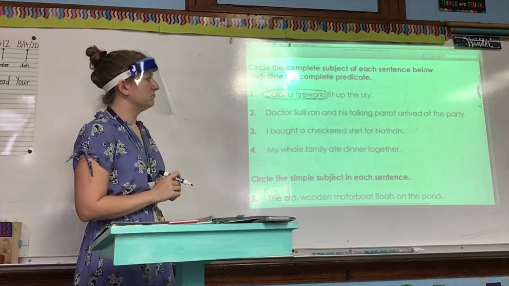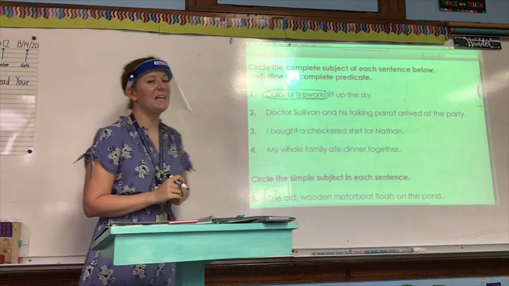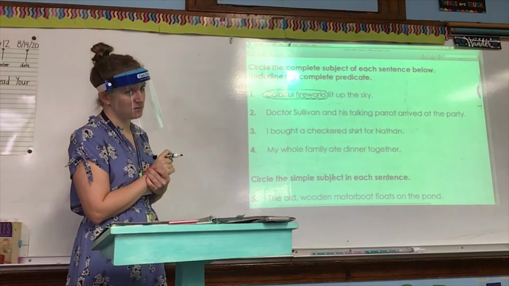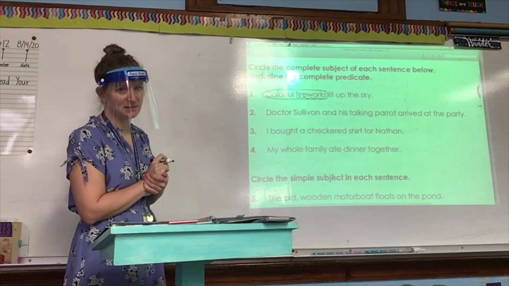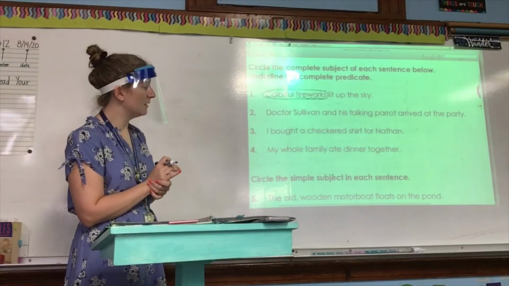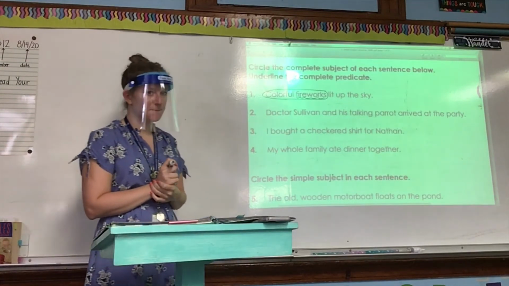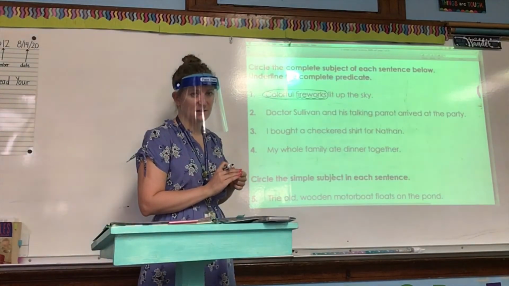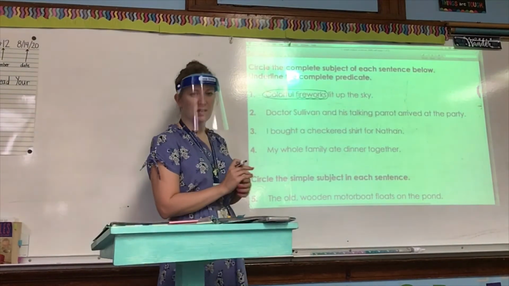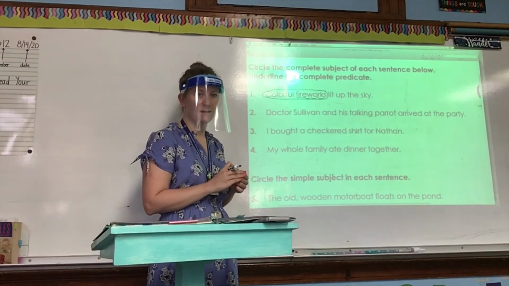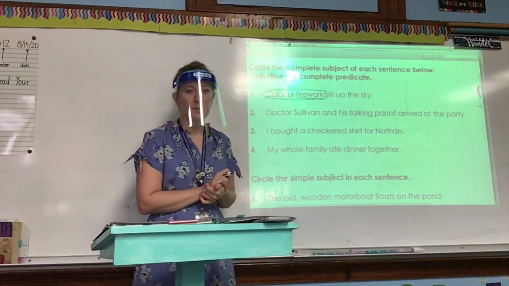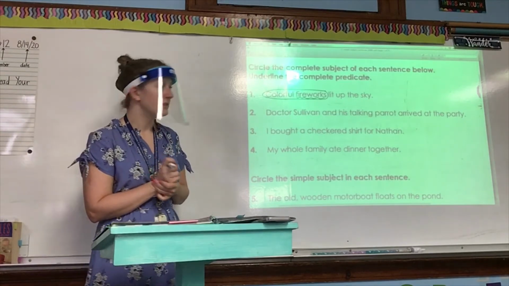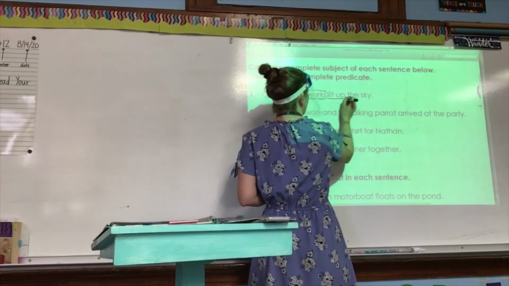Now, Zari, what is the complete predicate? So all of the words that tell what happened or what the subject is. Fireworks lit up the sky. Is fireworks part of the predicate? Can a word be part of the predicate and the subject? No. So can fireworks be part of the complete predicate? No. But what is the complete predicate? So all the words that say what the fireworks did. Lit up the sky. So I'm going to underline that.